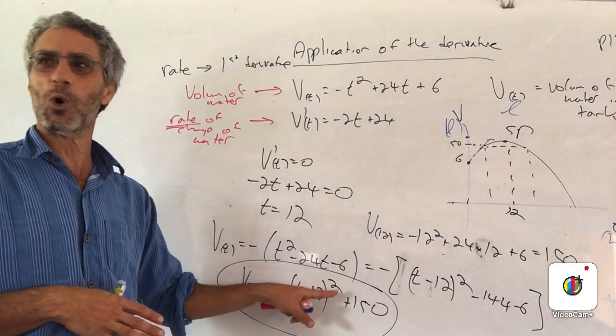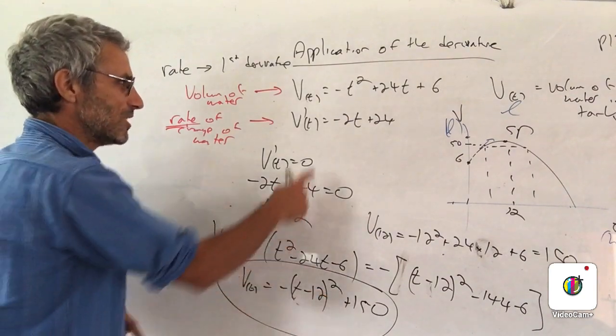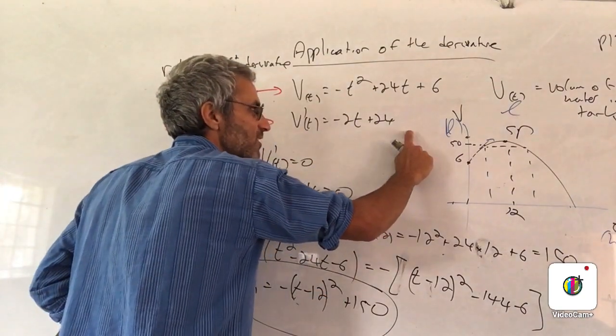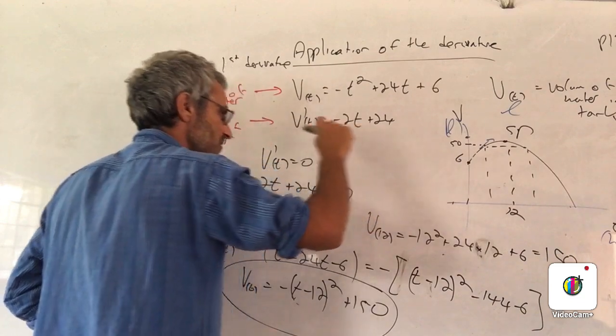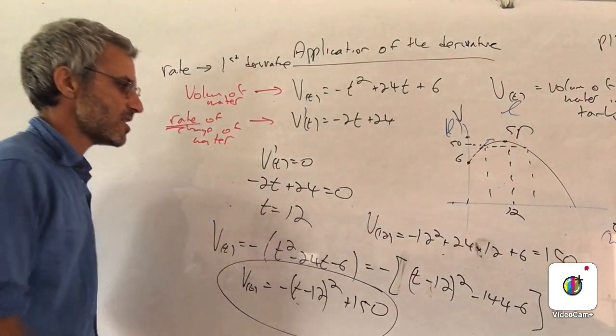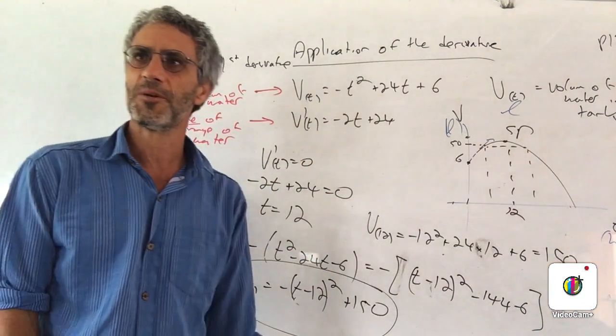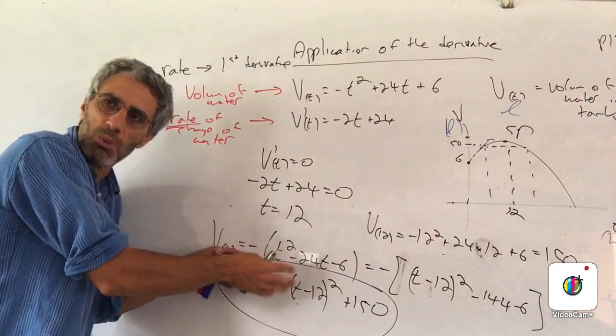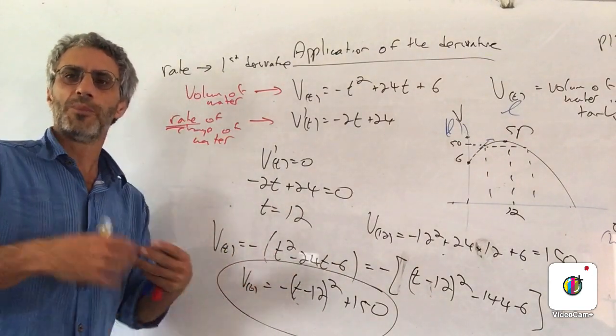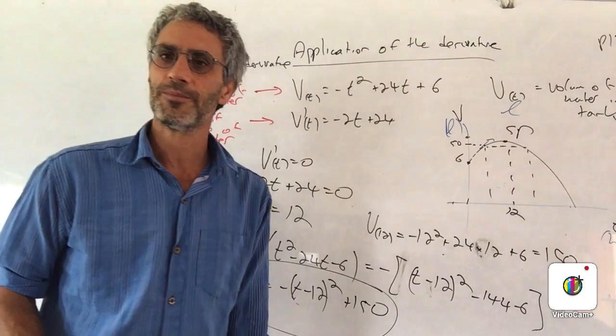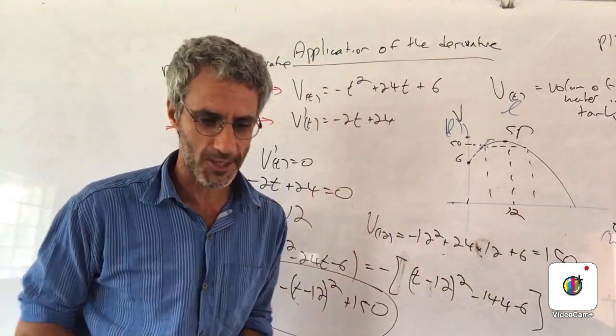But most of us don't really like it so much. See how much easier it is if you just know to find the derivative. You just find the derivative, make it equal to 0, you get t equal 12, you sub and you get 150. I mean, look, I won't say it's longer to do it this way, but to me it's definitely more difficult. Power of calculus. Great.